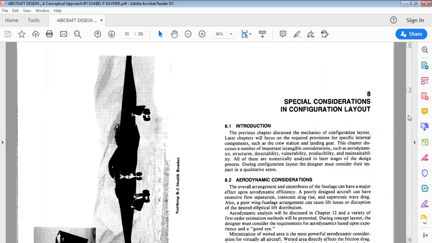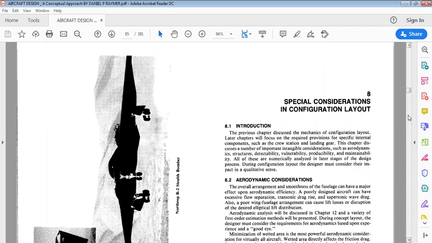Whenever you are going to do the configuration layout, it may be a twin engine, it may be swept back, it may be a monocoque type of fuselage, and different types of configurations. When you look at it, we have some special considerations. The first one is called aerodynamic considerations.